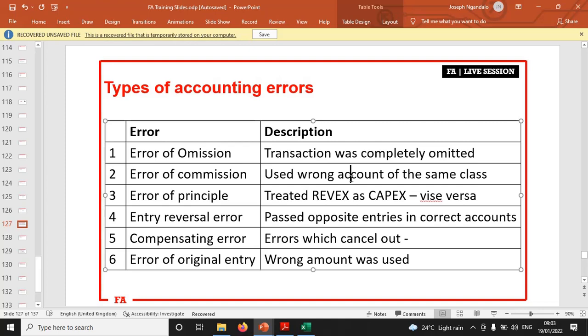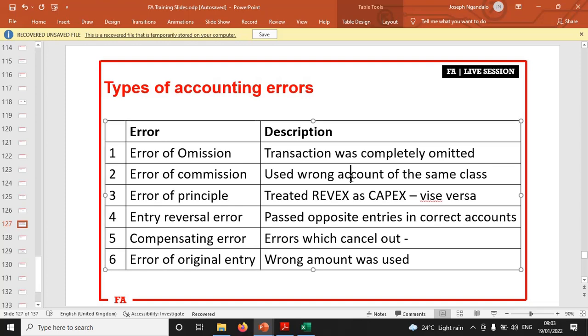Error of original entry. What has happened here? Now, we need to remember what happens in the day books. Before we push items in the general ledger, where do we put them? In the day books, isn't it? Now, it is possible that a mistake could have happened in the day books, either an overcast, meaning overstatement, or an undercast. Now, if you get that number, which is wrong, and push it in the general ledger, you have got what we call error of original entry.